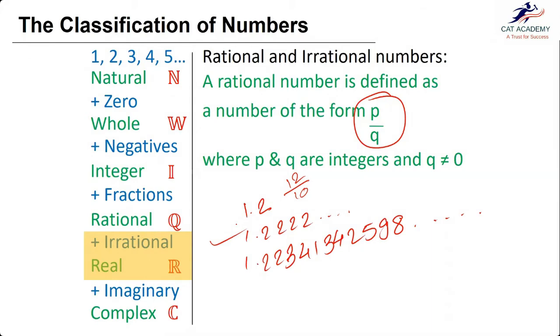Suryank, 123 by 100 would be 1.23, not 1.2222. Okay, Aditya. Yes, that is correct. Sorry, Vaibhav. No, your answer is slightly wrong. Small calculation mistake, probably. Check once again.